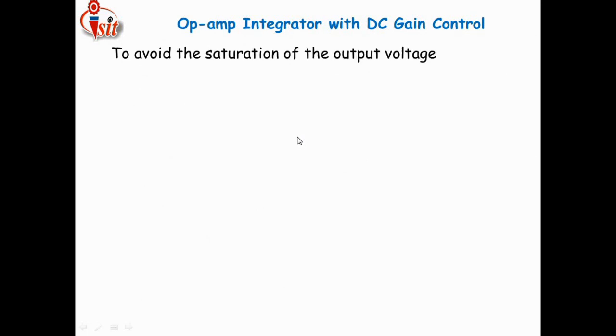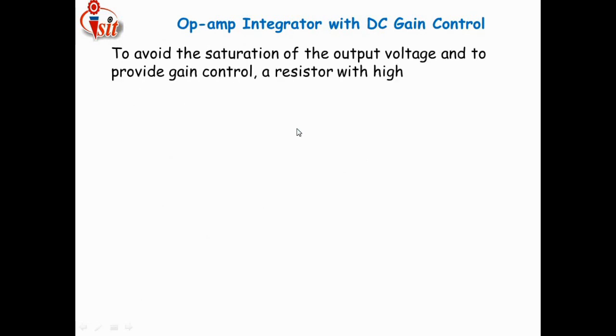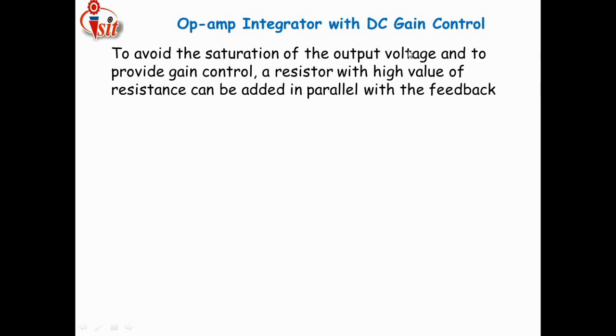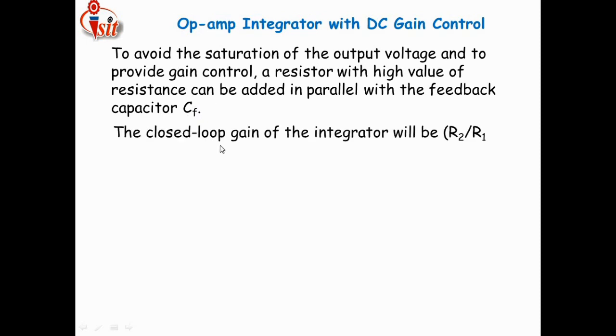Along with this, an op-amp integrator with a DC gain control. What does it do? To avoid the saturation of the output voltage and to provide the gain control, a resistor with a high value of resistance can be added in parallel with the feedback capacitor. That is the feedback capacitor here mentioned as CF. Along with this, the closed loop gain of the integrator will be R2 divided by R1. That is RF divided by R1.